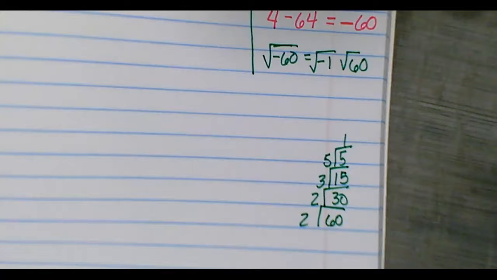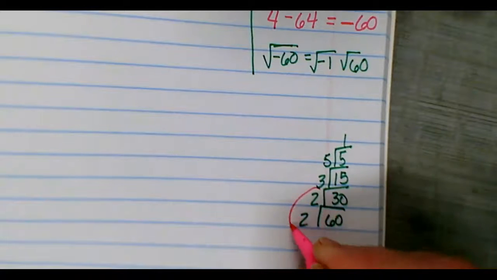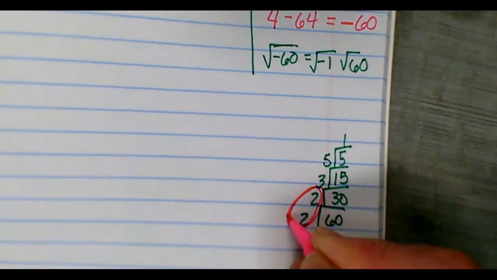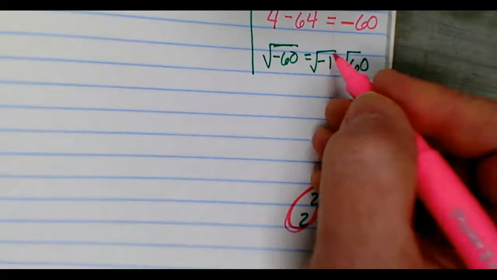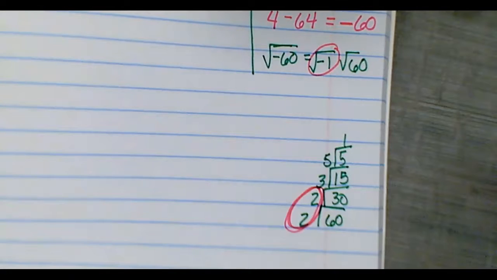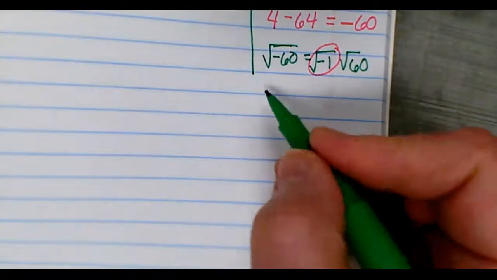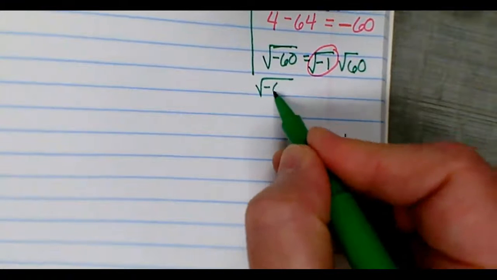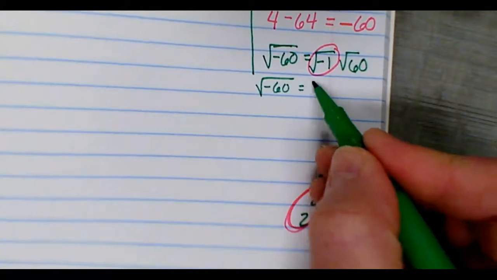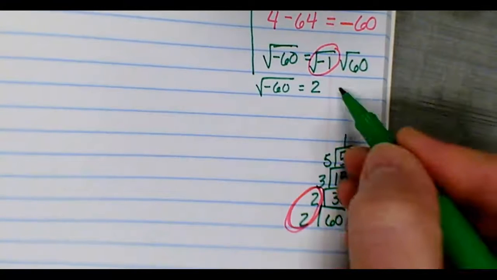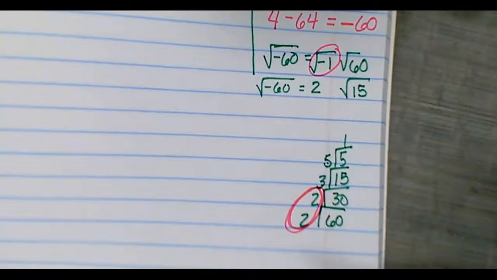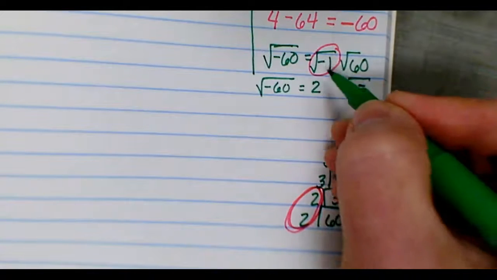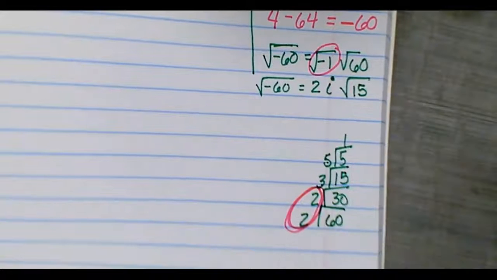Why did I do this? Do you see a pair? And do you remember what that's equal to? That has a pair of 2's, and 3 times 5 is a 15 left over. And this is equal to i.